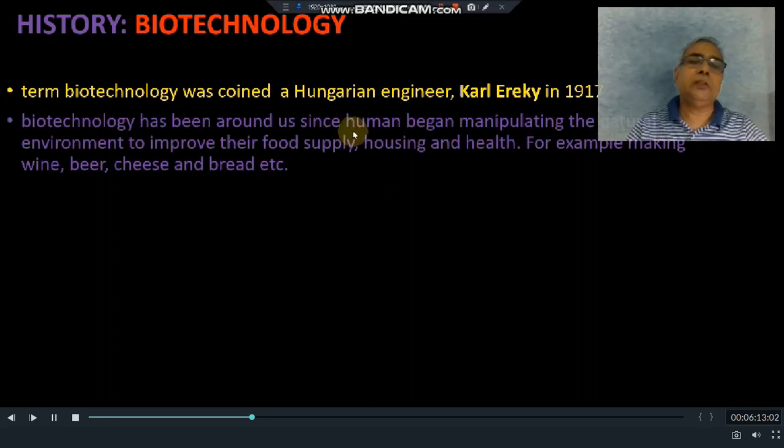Now biotechnology has been around us since human began manipulating our environment to improve the food supply, housing and health. For example, making wine, beer, cheese and bread etc. बहुत सारे आइटम बहुत पहले से ह्यूमन बींग्स अपने यूज के लिए बना रहा है, या किसी न किसी बायोलॉजिकल प्रोडक्ट को वो यूज कर रहा है फॉर द बेनिफिट ऑफ कॉमन मैन.